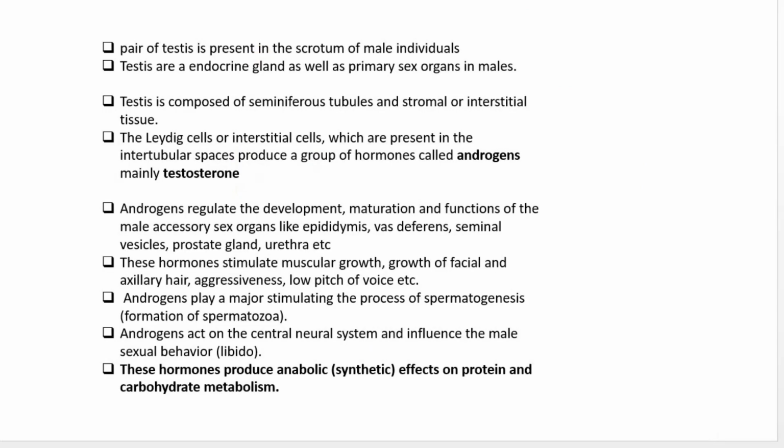Now let's talk about testes. These are a pair of organs that are present in the scrotum of male individual. Testes are endocrine glands as well as the primary sex organ in males. Testes is composed of seminiferous tubules, stromal or interstitial tissues, and special cells are present in testes known as Leydig cells. These Leydig cells produce a group of hormone called as androgens, and one of the main androgen is testosterone.